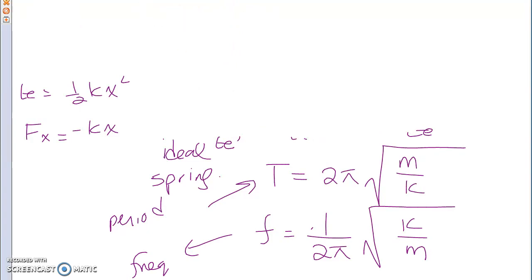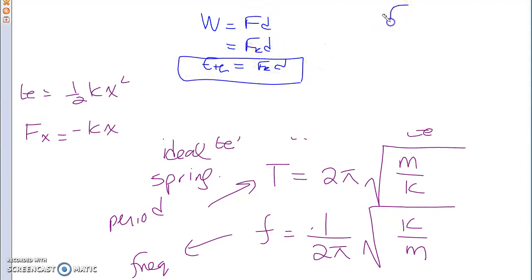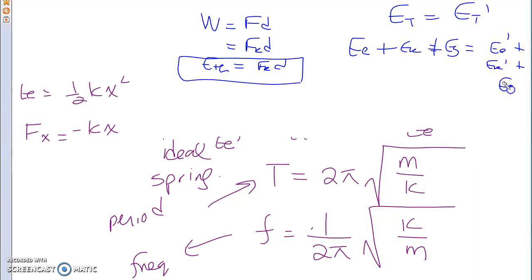We also talked about thermal energy and friction. We said work equals F times d. But if it was friction, then they would have said that would be Fk times d, right? Or that would be E thermal, which equals Fk times d. Just some things to remember. When we're talking about total energy before and total energy after, make sure we take everything into account. So EE, EK, EG, for example, EE prime plus EK prime plus EG prime, and so on and so forth.